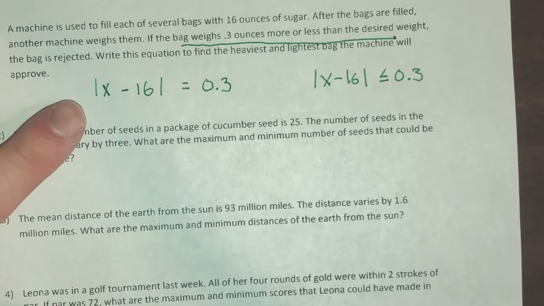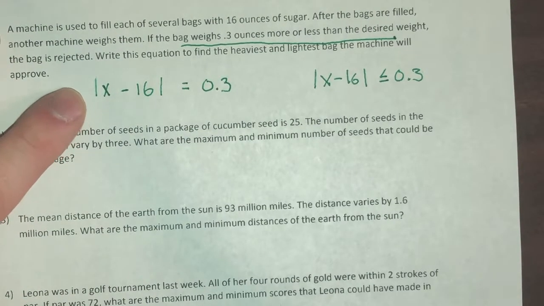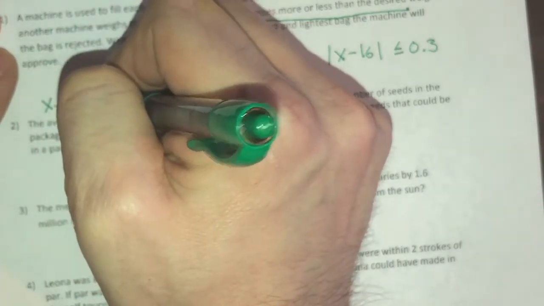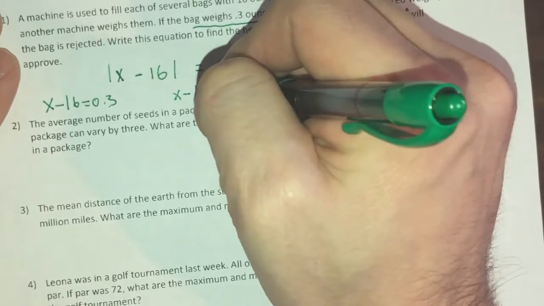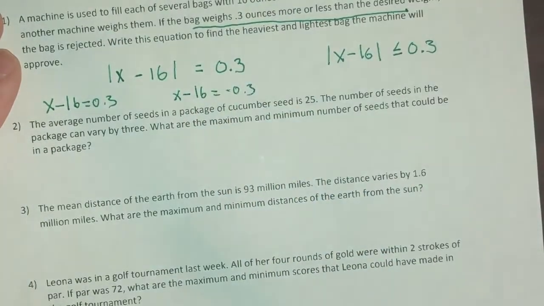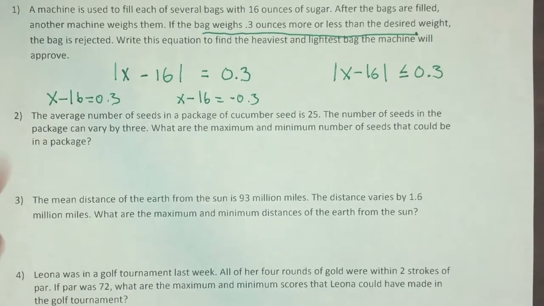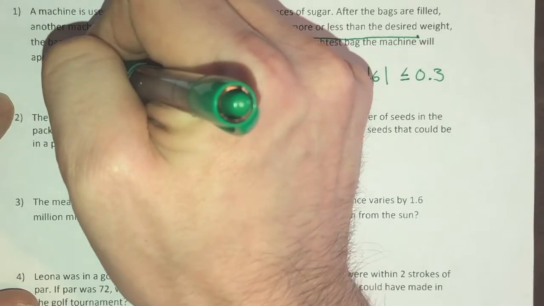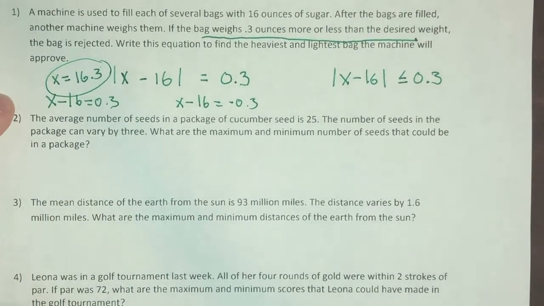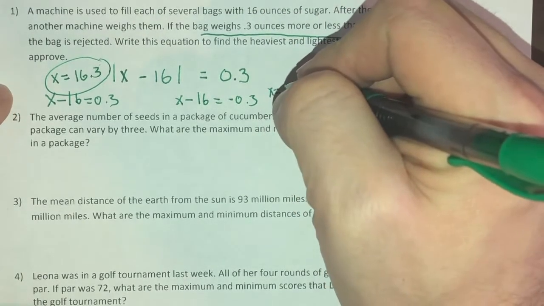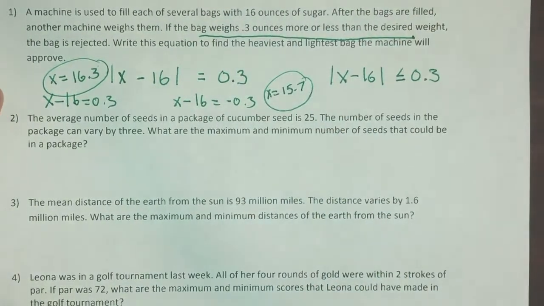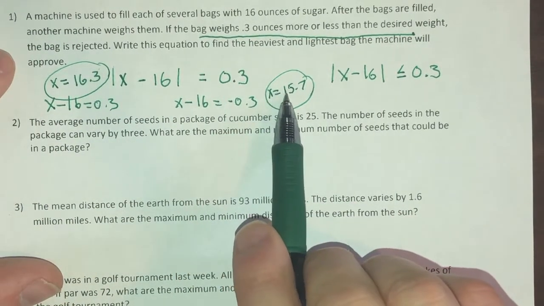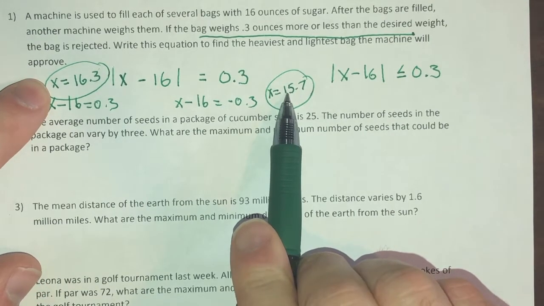So the first thing we do is we look at this. Again, we ask, are the bars alone? In this case, they are. So that means either x minus 16 is equal to 0.3 or x minus 16 is equal to negative 0.3. And then to solve it, I add 16 to both sides. So that gives me x is equal to 16.3. And this one, x is equal to 15.7. So that means the lowest it can weigh is 15.7. The highest it can weigh is 16.3.